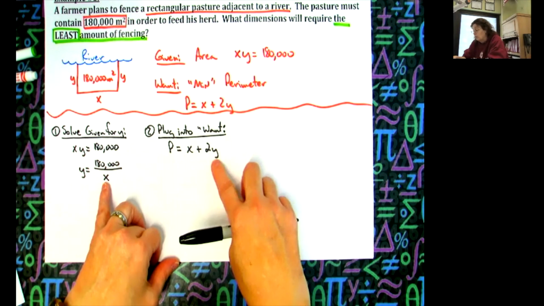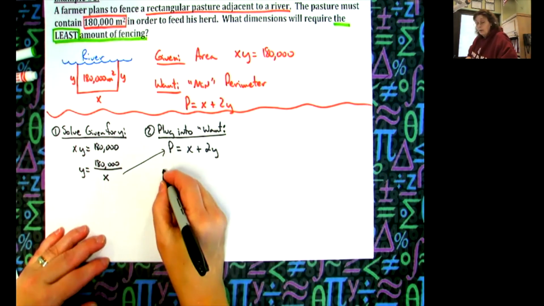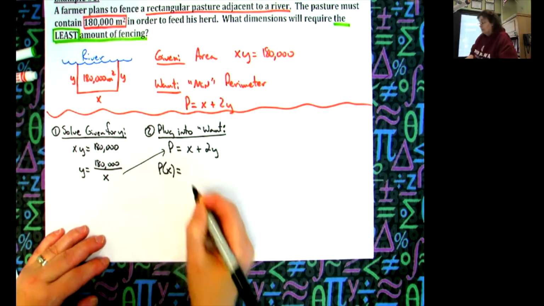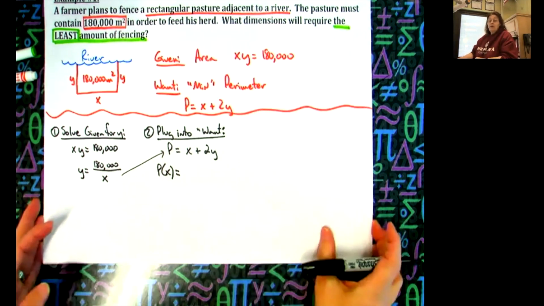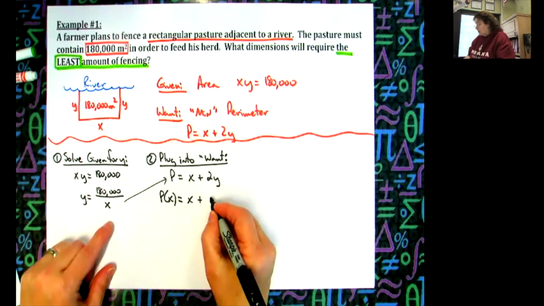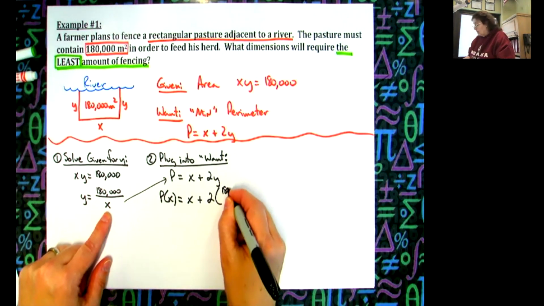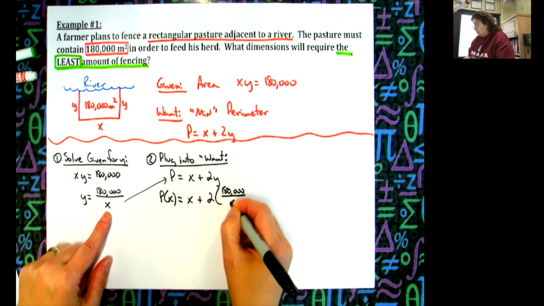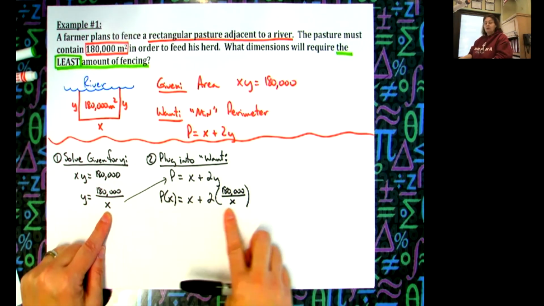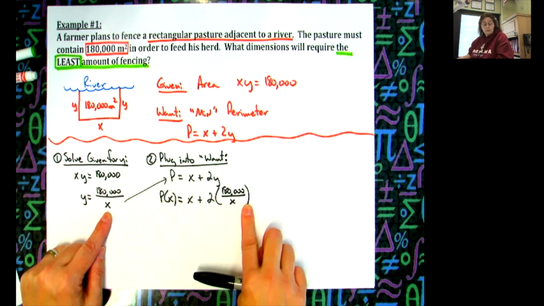So when I plug this in, I'm turning it into function notation. This is extremely important. P of x. Because I'm going to have this all in terms of x when I am done. So x plus 2, and I'm going to replace y with what it equals, 180,000 over x. Hopefully now you can see this is an equation all in terms of x. And by doing P of x, I've turned this into function notation.